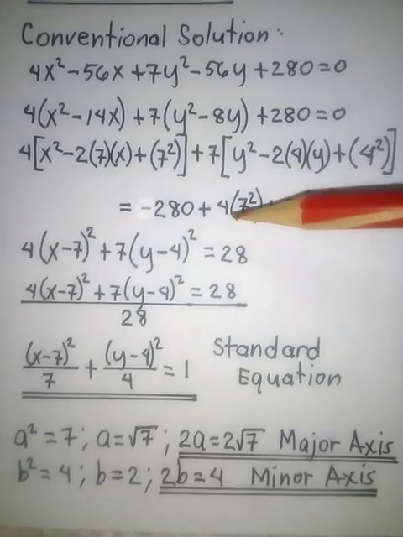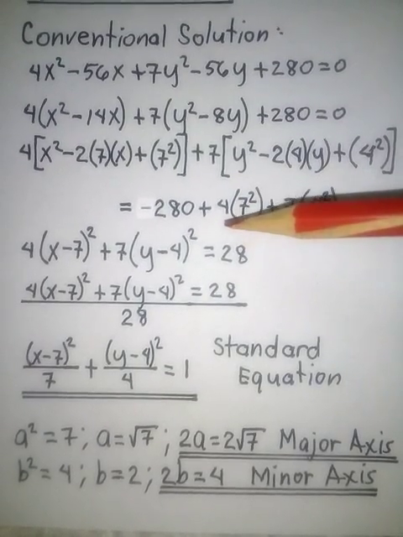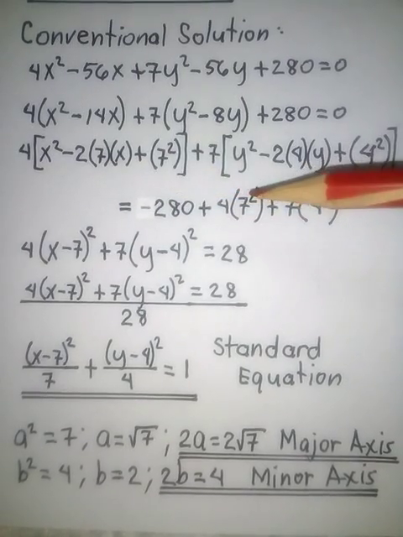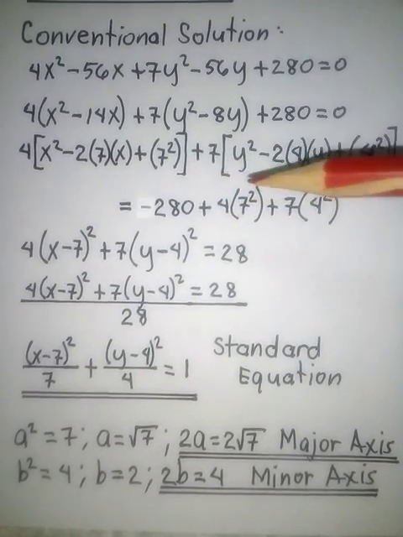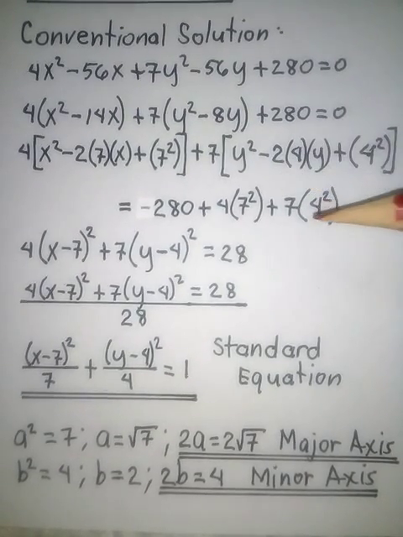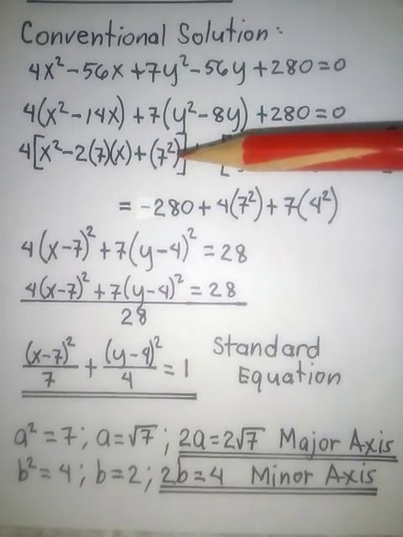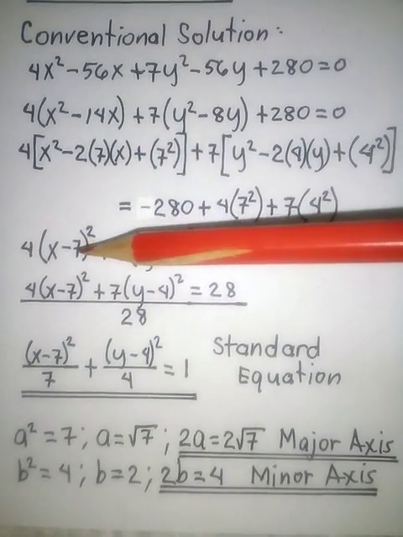And then, from perfect trinomial square, this will now become square of a binomial. So, we have 4 multiplied by quantity x minus 7 squared plus 7 multiplied by quantity y minus 4 squared is equal to, simplifying everything here, we will get 28.